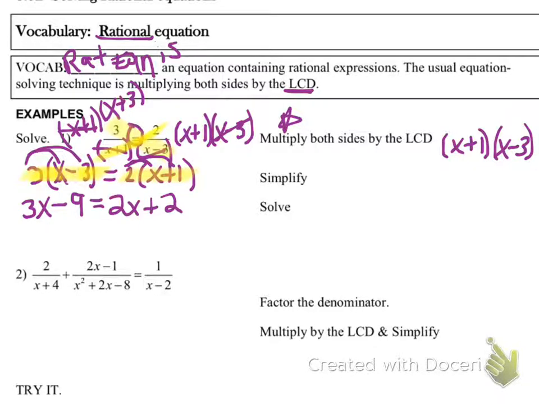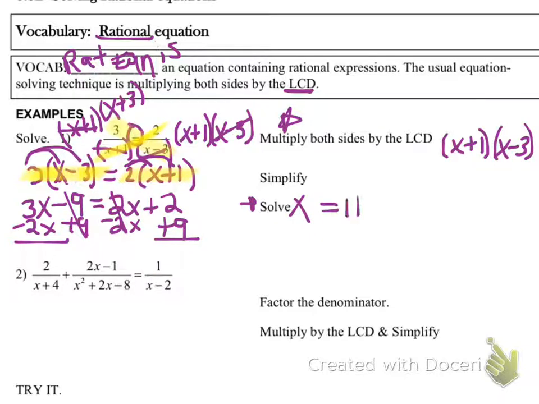Now to solve for x, I need to move my x's to the same side. So I subtract 2x from both sides. That's this step right here, the solving now. So I'm going to go ahead and write x, because that's what I'm left with on that side, right? This is just x. And then to move the 9 over, you have to add 9 to both sides. So x equals 11.